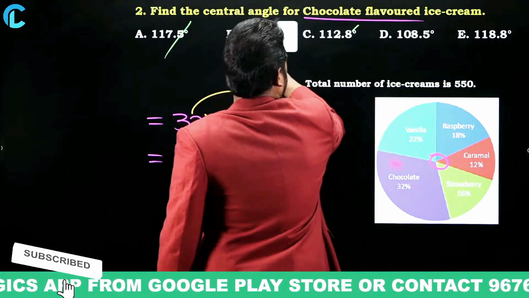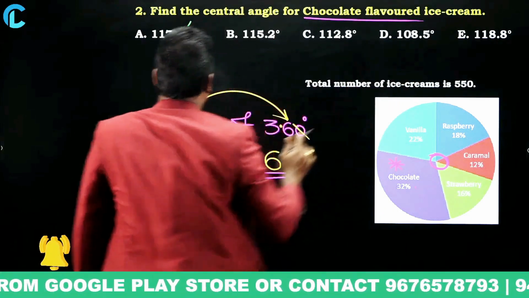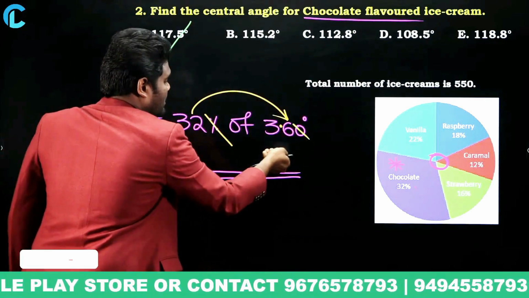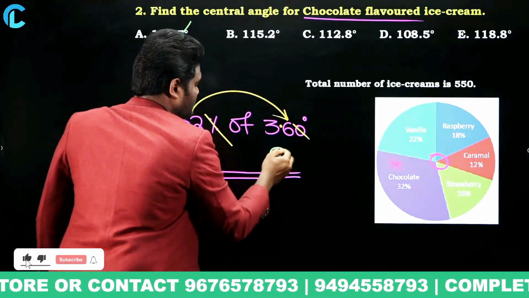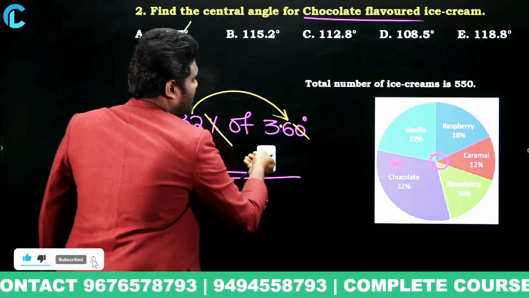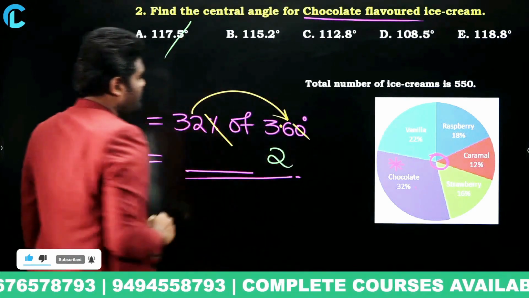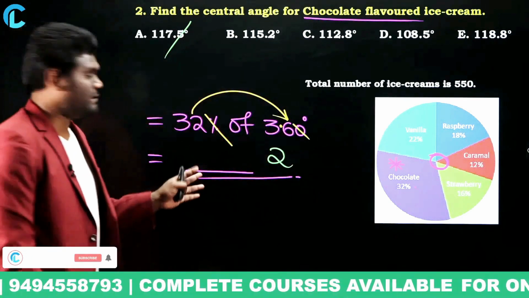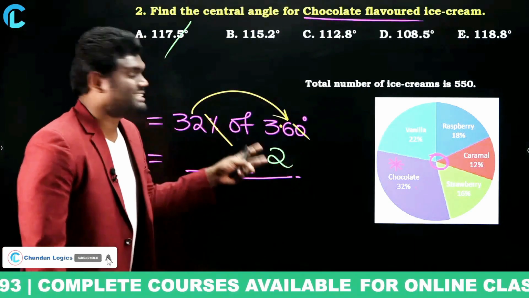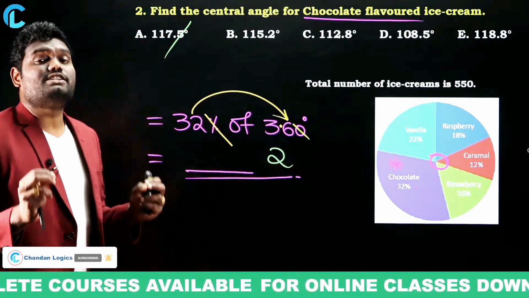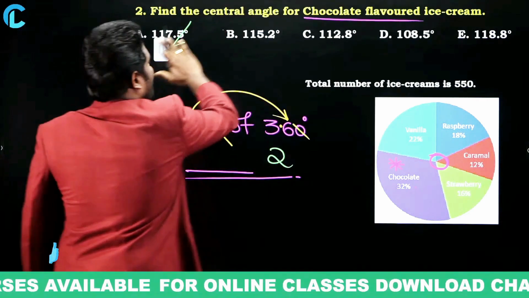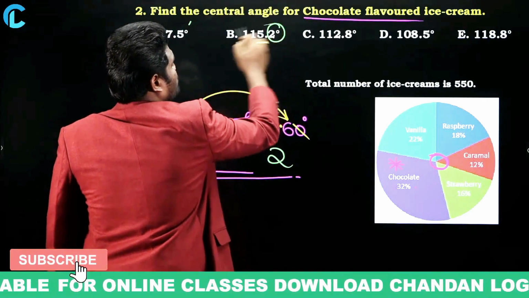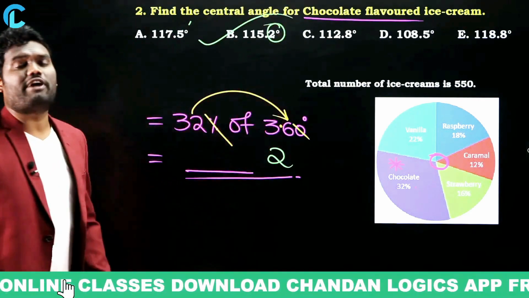Sorry, just a minute. Here the answer should be how much? Last digit, 2 sixes are 12. Just a minute, I thought 2 nines. Actually, it is not 2 nines, it is 2 sixes. So 2 sixes are 12, which means the last digit should be 2. So last digit 2 means we have only one option. So directly I can say the answer is 115.2.